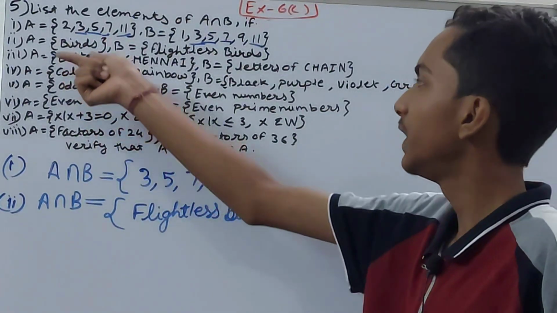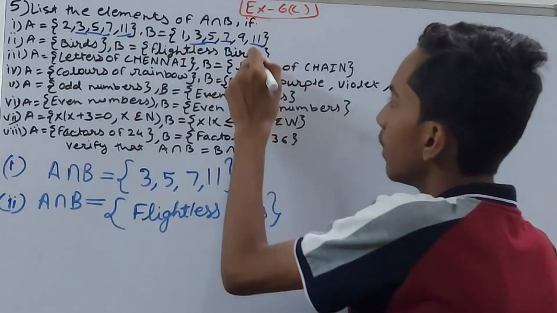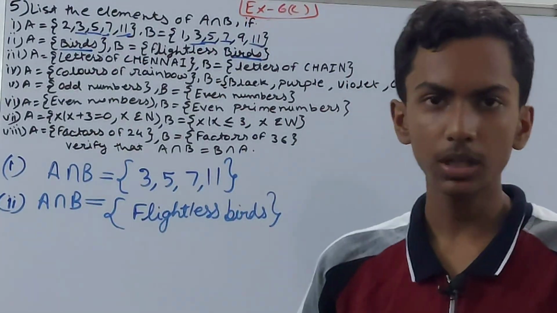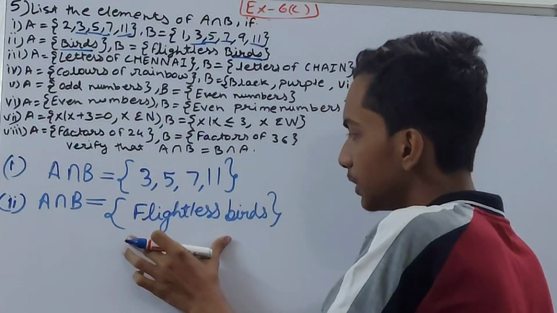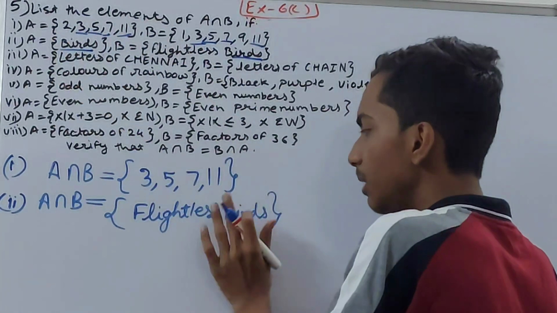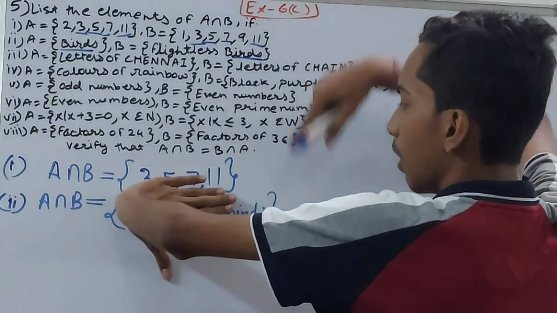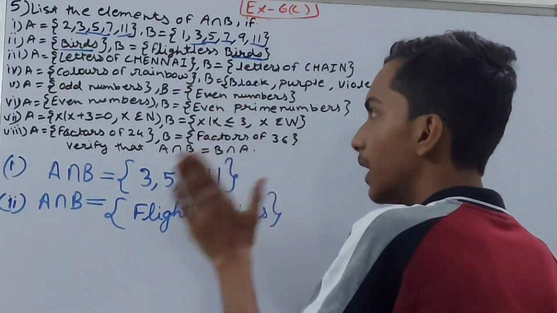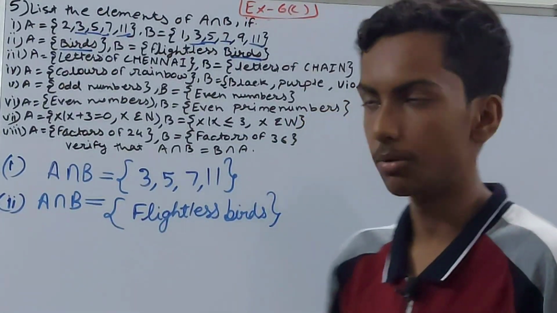And here also in the first set we are talking about birds. What is common? Birds and birds. Don't see this flightless thing, just the common aspect of it. Bird is common, but if I write down only birds, then flightless birds will not be included. And if I write down flightless birds, then birds will also be included and flightless birds will also be included. So it is common in both the sets.